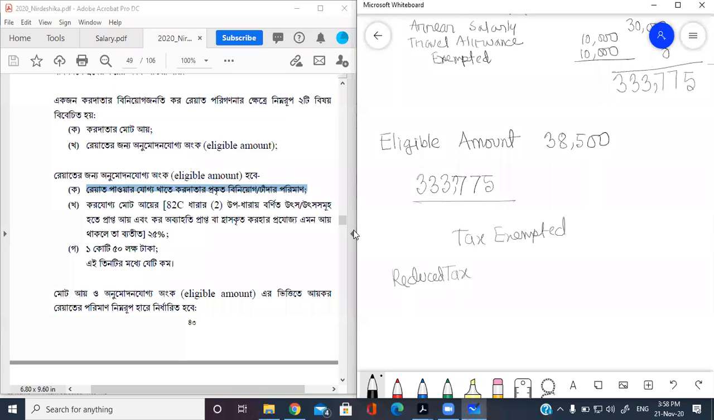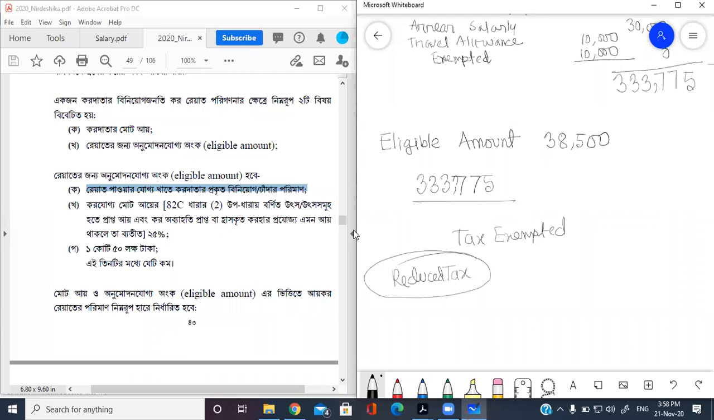But it is possible that there are some items here on which a reduced tax rate is applicable. So you can ask me, is there any example? The answer is yes.